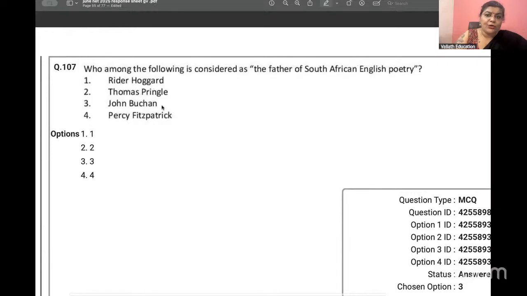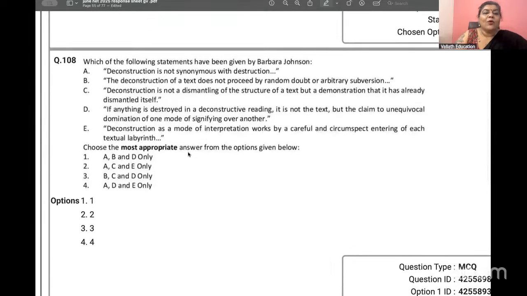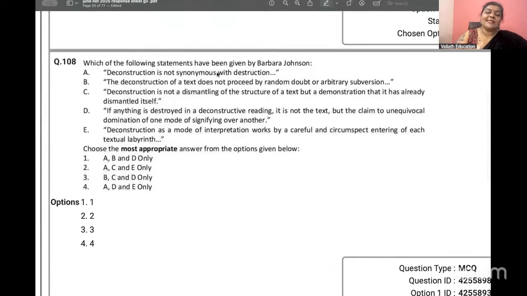Now, next one. Okay, father of South African poetry. I did not teach you. I did not know. You did not know also. So, Thomas Pringle, we now learned. Good. Now, which of the following statements must be given by Barbara Johnson? Deconstruction is not synonymous with destruction. God knows. I don't know what she said.